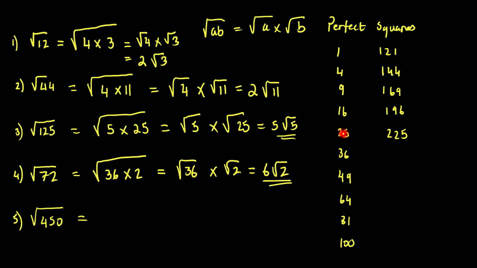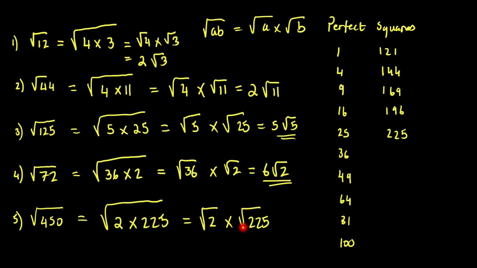Now let's look at this one. Once again, I'm going to go to the highest number. At this time, after the highest number, I've got 225. Well, 225 will go into 450 twice. So then I know I could write this as 2 times 225. And I can then write root 2 times root 225. Now I know the square root of 225 is 15, because I can simplify that down. So my final answer will be 15 root 2.